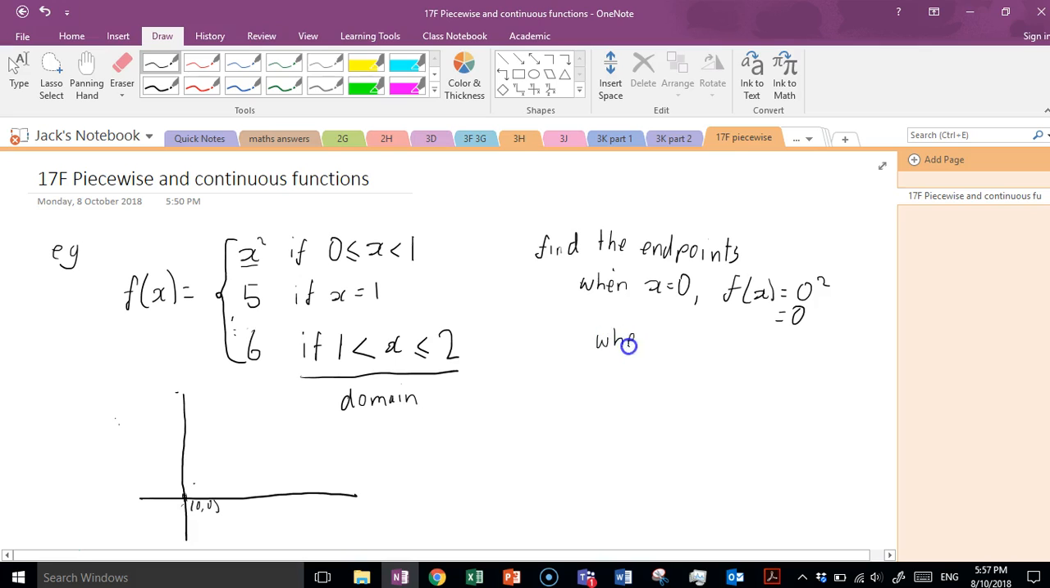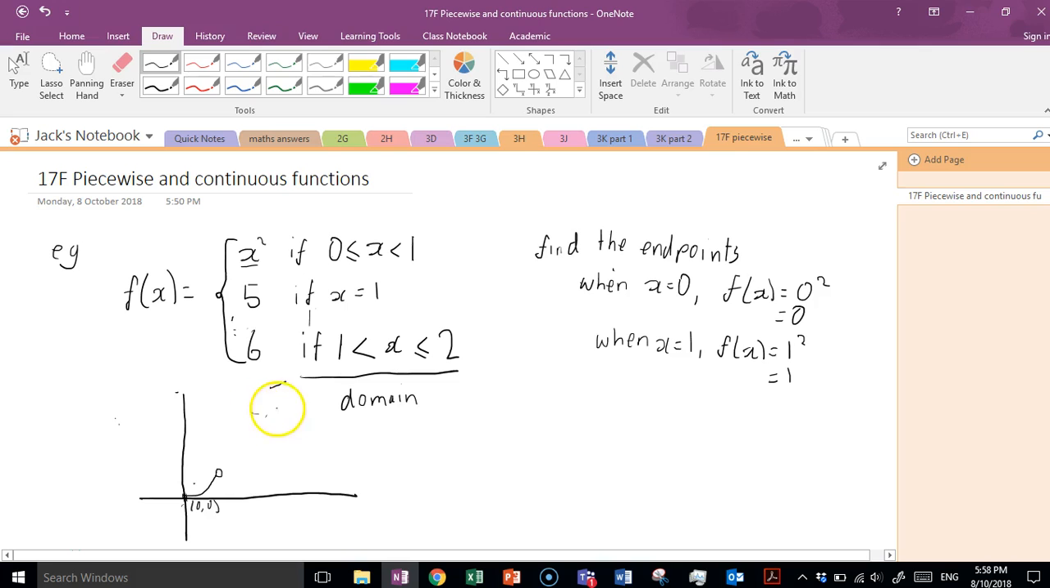And then when x equals 1, f of x is equal to 1 squared, which is equal to 1. And at that point we have an open circle there because it's not less than or equal to, it is just less than 1. Okay, and between that it's a parabola, so we would have a curved line connecting up the dots here. Okay, because that's the section of the parabola between 0 and 1.